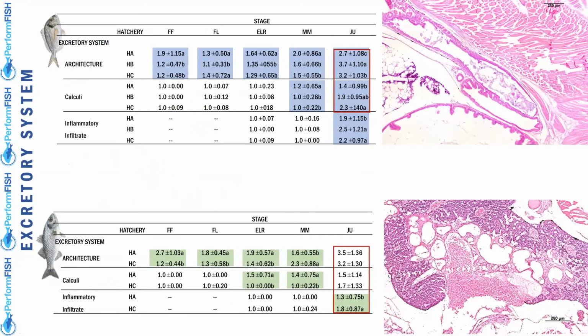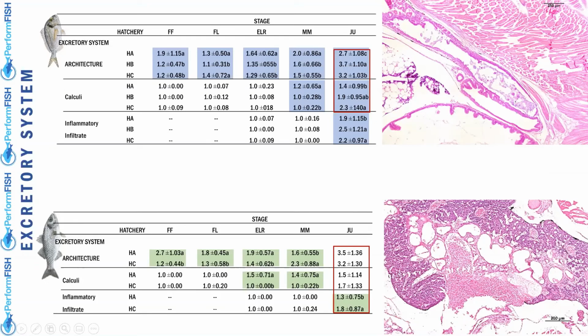At the end, the architecture of the excretory system was significantly altered in all hatcheries: ectasia of tubules and urinary bladder, glomerulopathy, epithelial desquamation, necrosis, granulomas presence, tubular macrophage aggregates. These were the most frequent lesions in both fish species, and you can see in this image the ectasia of renal tubules, and in this case the huge ectasia of the ureter with calculi inside.